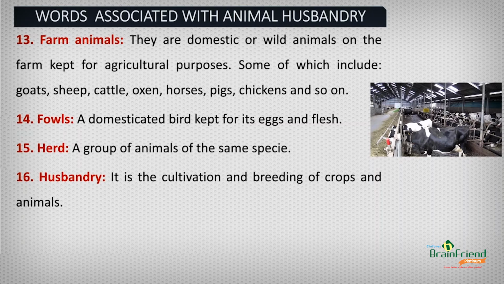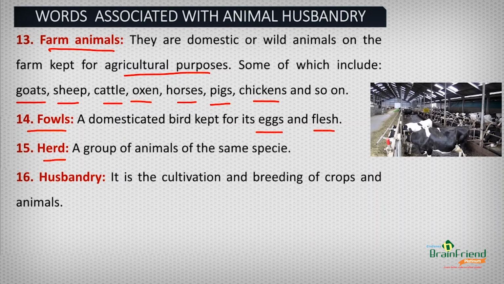Going on, we have farm animals. These are domestic or wild animals on the farm, kept for agricultural purposes. Such animals include goats, sheep, cattle, oxen, horses, pigs, chickens, and so on. We also have the word fowls. A fowl is a domesticated bird kept for its eggs and flesh.